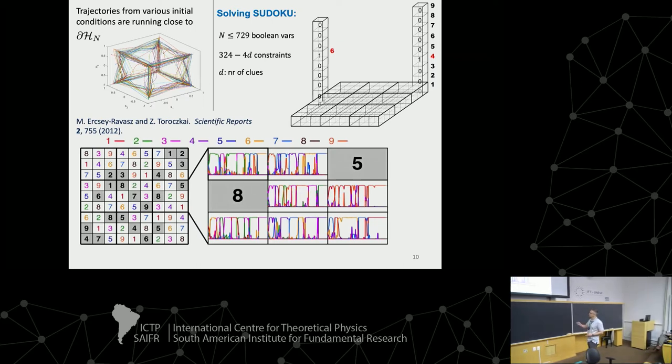What you see here is that every Boolean variable is represented by a color, and every integer is represented by 9 Boolean variables. One is at the value which represents the integer and the rest are 0. So here, the one dominates against the others, the one that corresponds to the solution. So you can set this up.